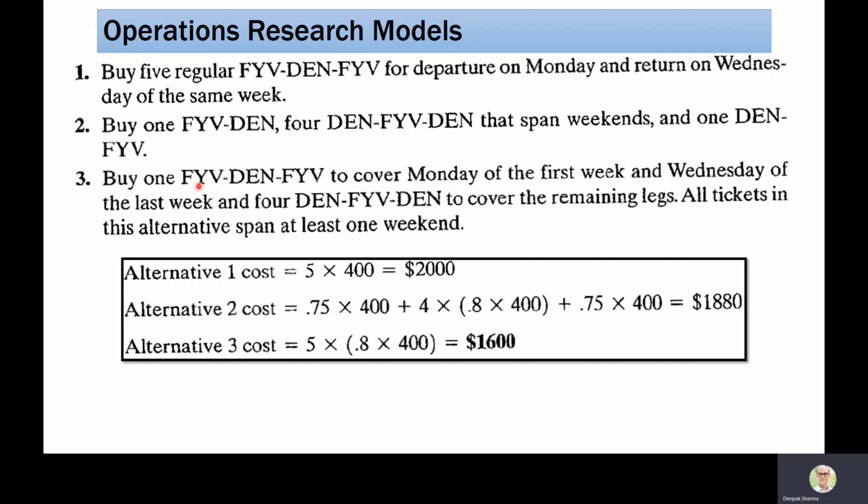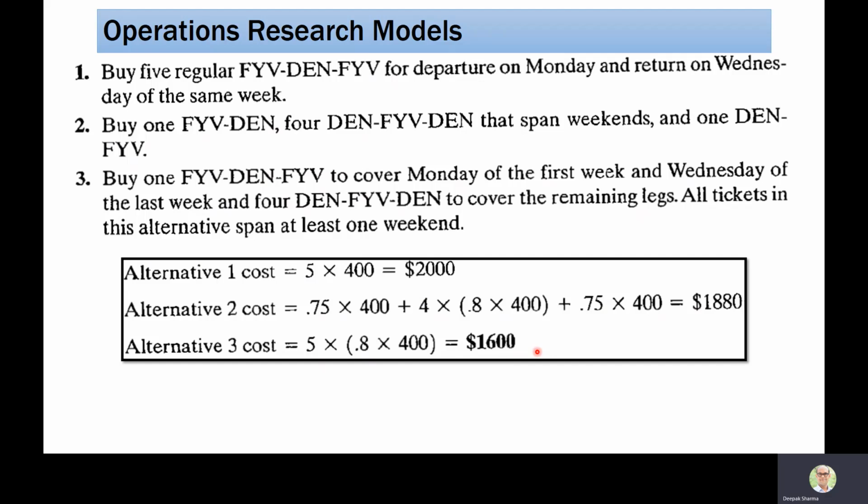Let us look at the third, where all the tickets which we are buying span at least 1 weekend. So in this case, we are going to buy 5 tickets. Since it is spanning the weekend, it is 0.8 into 400. So we are going to get a discount, and we get a cost of 1,600.